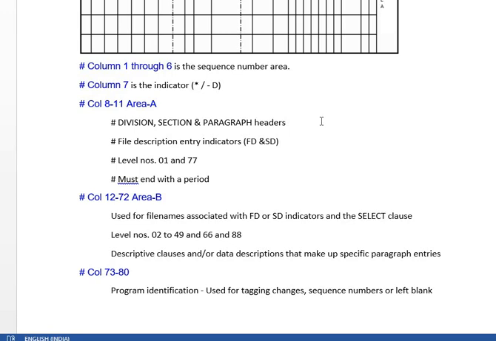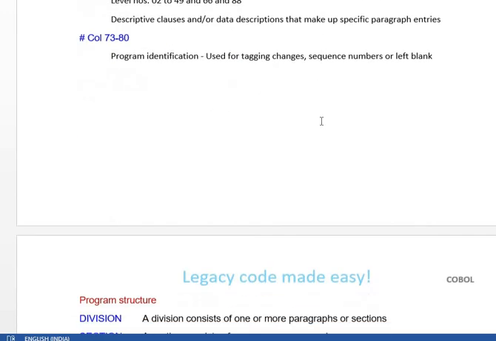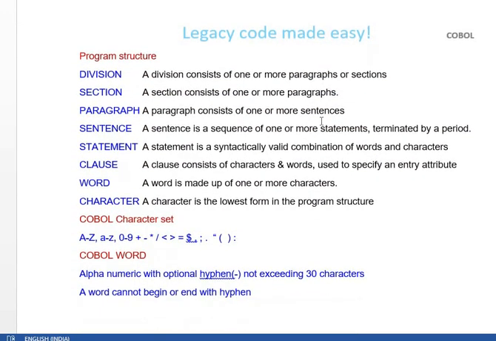Basically, column positioning is very, very important. You can't type anything anywhere you want. You have to strictly follow the column position, otherwise you will get compile errors. Now, overall, a COBOL program is divided in a hierarchical manner.